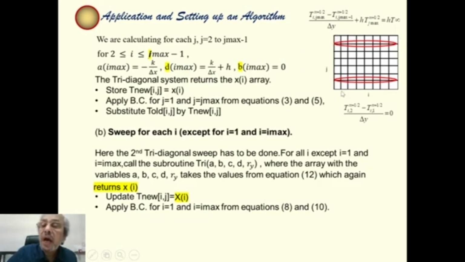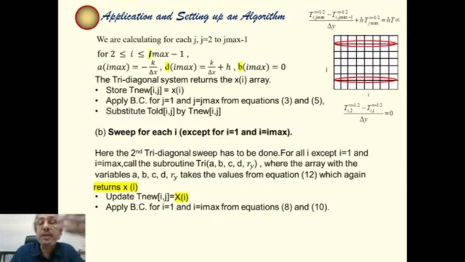So similarly, when I equal to 1 to I equal to I max minus 1, we will sweep and we will form a tridiagonal matrix for each I point involving all j's. After completing this, this column has to be done, and this column of points has to be calculated from equations 8 and 10. Like here, these rows of points we calculated from 3 and 5. So similarly, 8 and 10 will have to be used to calculate all these confining boundaries, or set up the confining boundaries correctly. And then one complete time step is over.